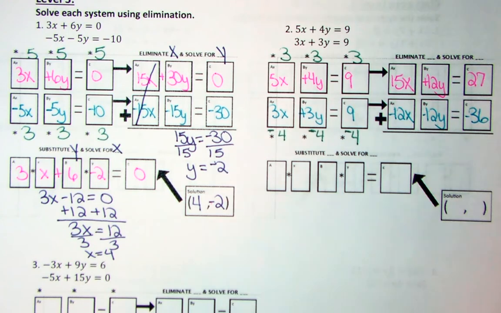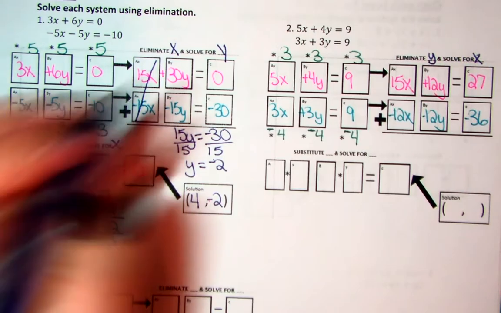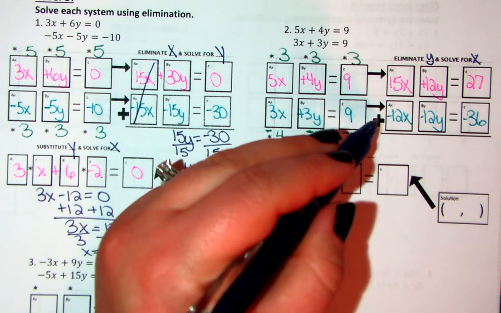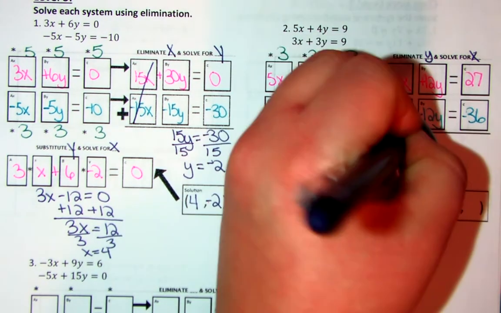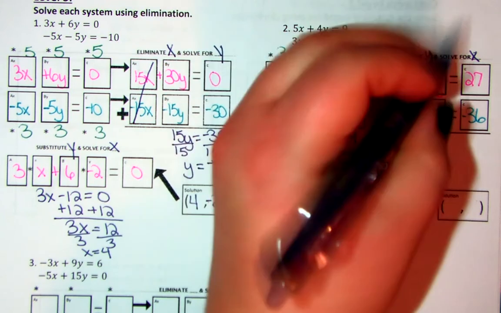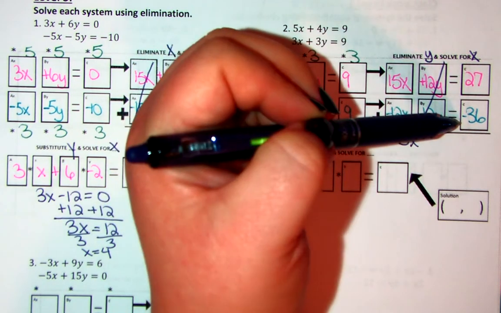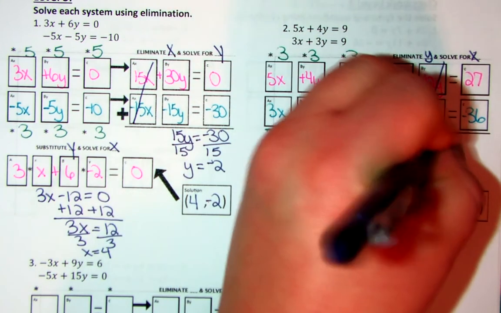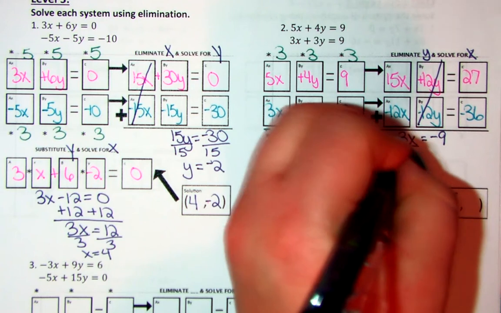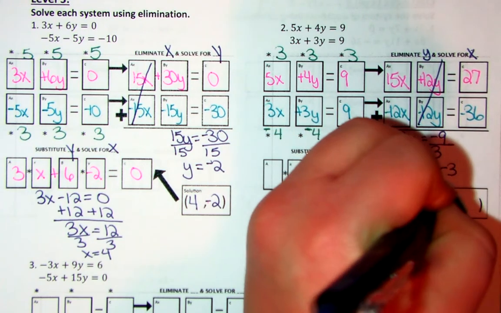Our goal in this case was to eliminate our y's so that we can solve for x. So we'll go ahead and start adding the two together. 15x plus negative 12x gives me 3x. 12y plus negative 12y cancels. And then 27 plus negative 36 gives me negative 9. We'll need to divide both sides by 3 so that x equals negative 3.